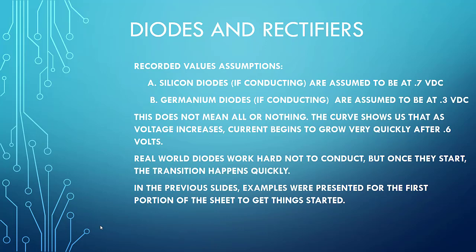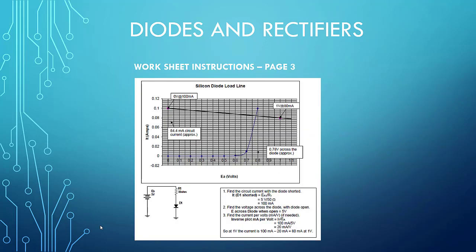All right, so let's take a look at that curve here. You can see the knee right at about 0.65 volts through to 0.7. And on our instructions page, it tells us to find the current with the diode shorted. Then it tells us to find the voltage across the diode with the diode open, and use this to come up with your current per volts.